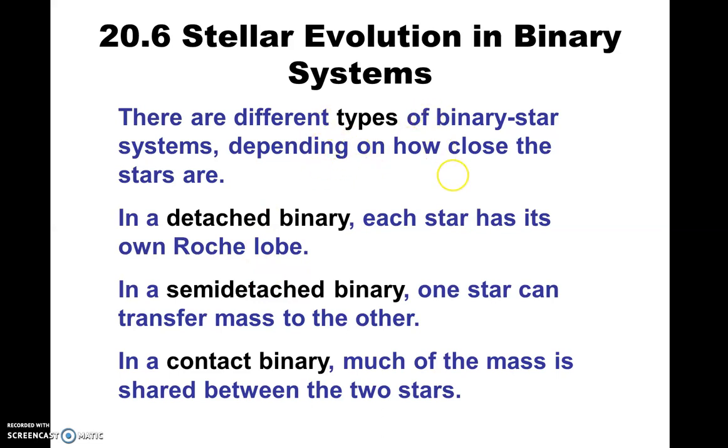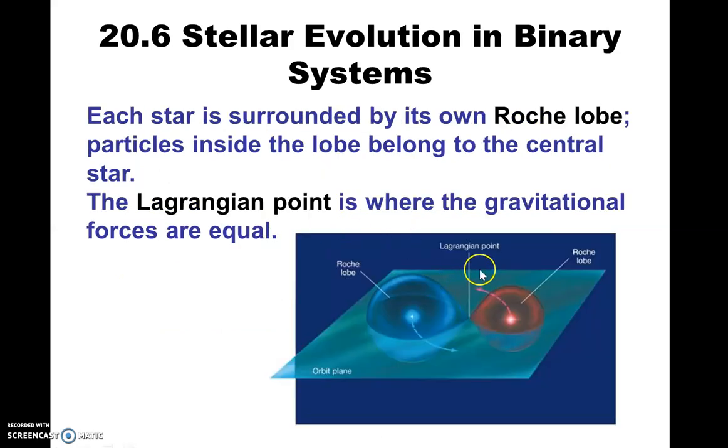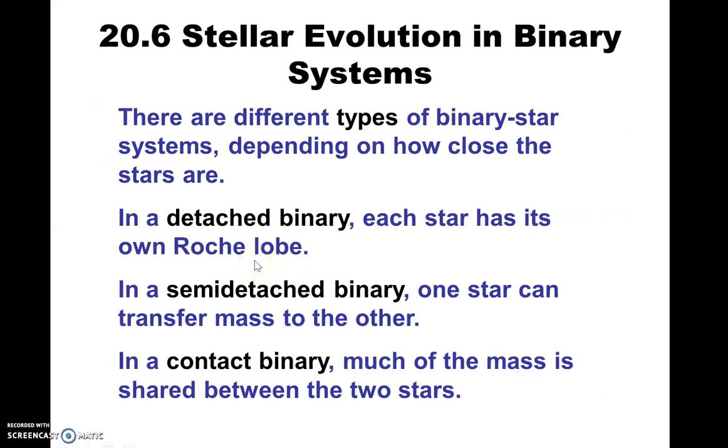As it says, it depends on how close the stars are. You can have detached binaries where each has its own Roche lobe, right? That's like this picture right here. These are actually pretty close to each other, but imagine these two stars even further apart. That would definitely be detached.